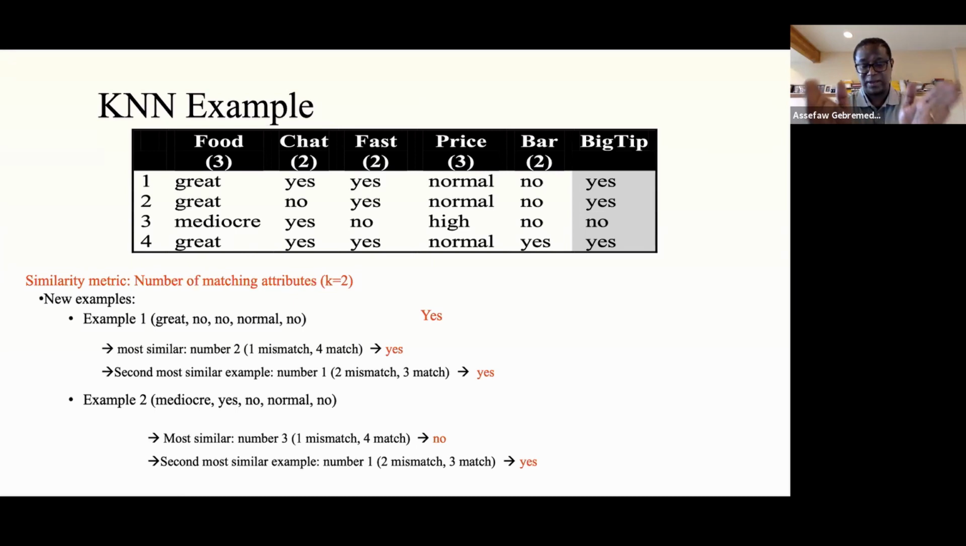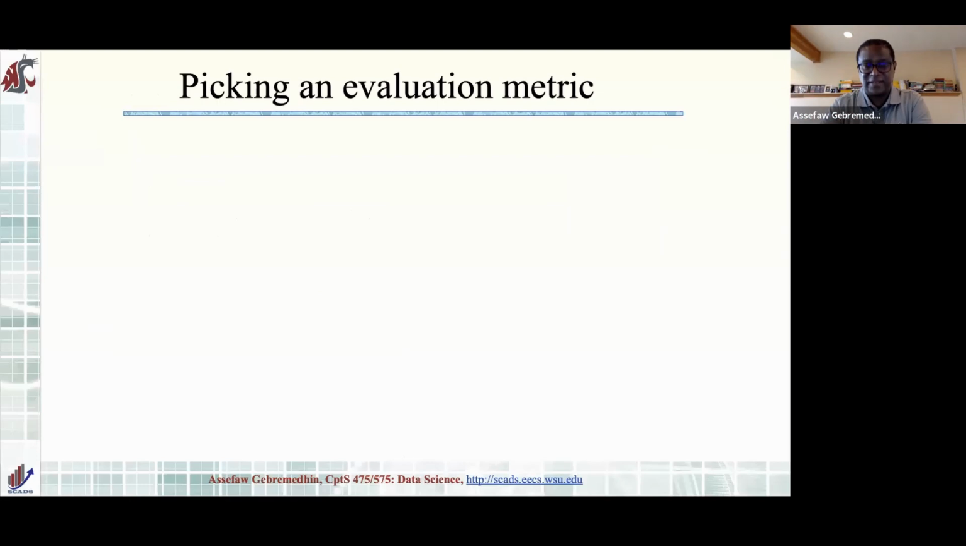K equals 2. This, by the way, is a good example for what I'm going to tell you on the very last slide. Your K was two. One of them told you to go one way. The other one told you to go another way. That's a very bad situation to be in. So you don't really know what to do. So you will say yes or no. I am not decided is what you're saying.